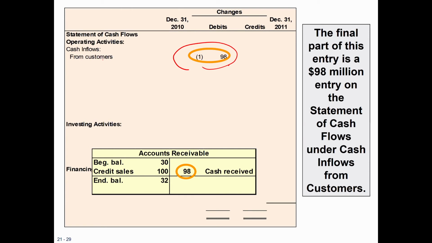This is the cash flow statement, right? So this is the cash flow. So we debit the cash. In this spreadsheet, when we debit 98, it means we debit cash 98. And what does this cash belong to? This is the cash receipts from customers. Okay, so this is the first example.